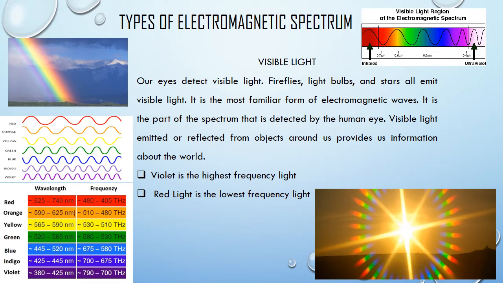Visible light emitted or reflected from objects around us provides us information about the world. Violet is the highest frequency light and red is the lowest frequency light. There are different colors: red, orange, yellow, green, blue, indigo, and violet. All of them have different wavelengths and, at the same time, frequencies.